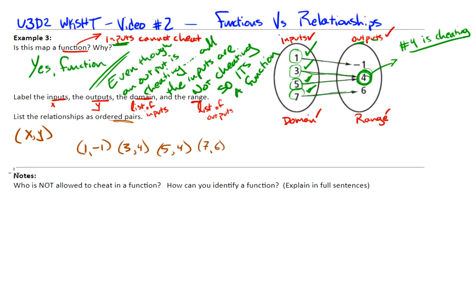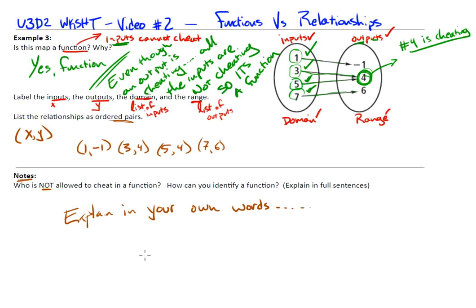All right. Down here, to get our full credit, we are going to need to answer our notes. So, who is not allowed to cheat in a function? How can you identify a function? Explain in full sentences. You will need to do this in your own words.